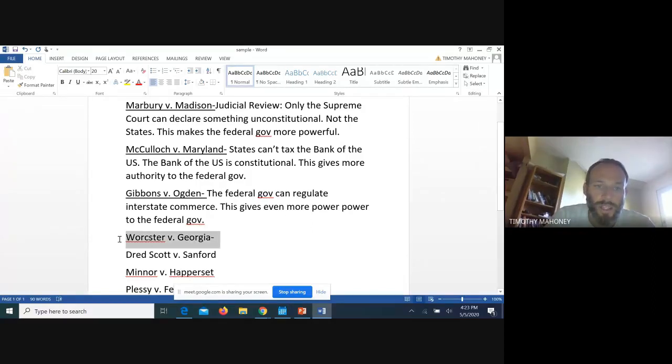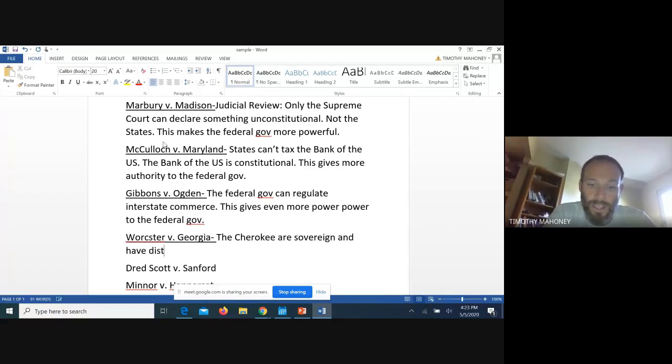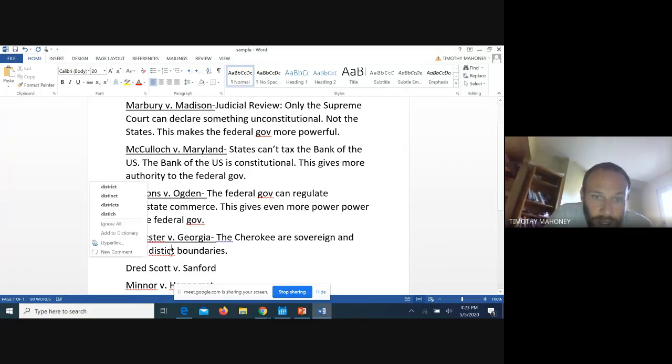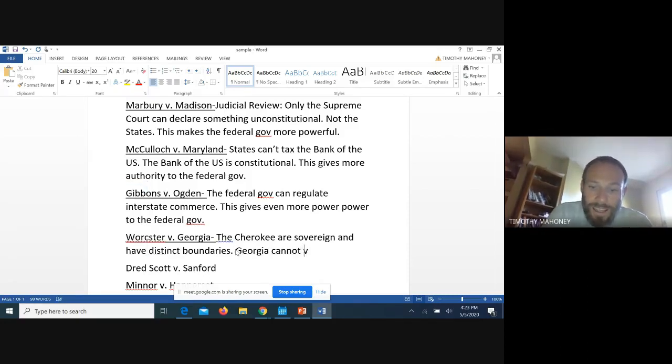Worcester v. Georgia, this is the Marshall Court. This is going to be in the 1830s. And we know that the court rules in favor of, actually, I'm going to phrase it like this. The Cherokee are sovereign and they have distinct boundaries. Georgia cannot violate Cherokee laws or impose Georgia laws on them.